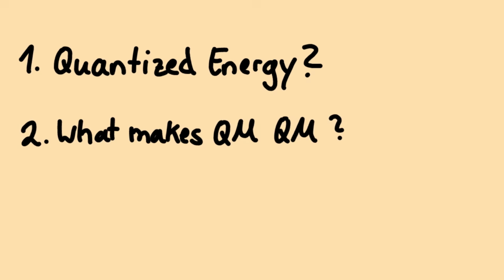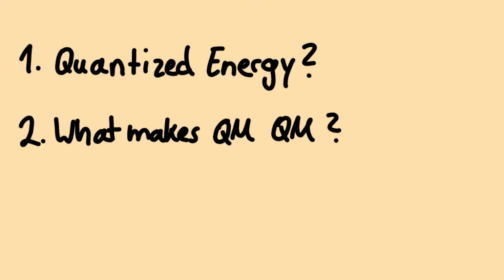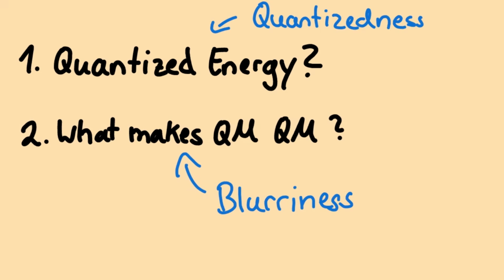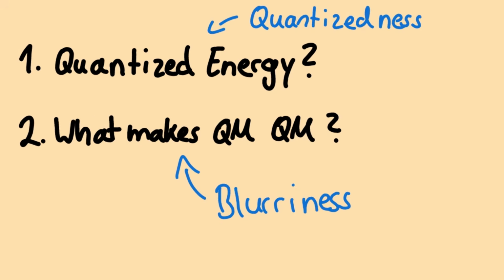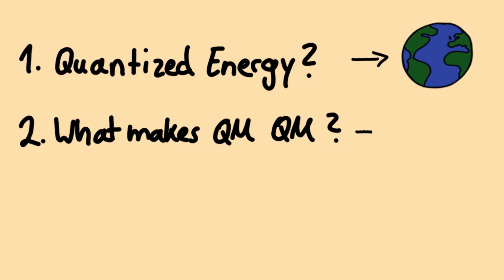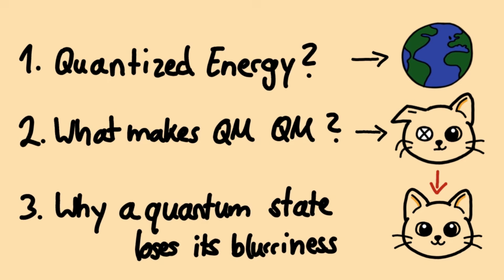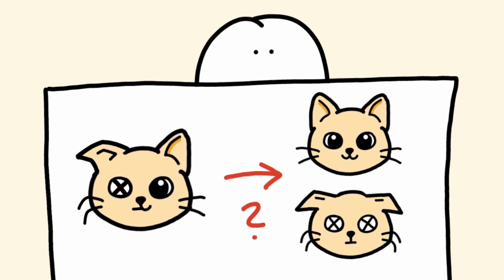We'll look at two unique effects of quantum mechanics, the quantizedness and the blurriness. And each time we'll see what happens to those effects when we go to bigger stuff. In the end, we'll know the thing Schrödinger did not know, the missing step.